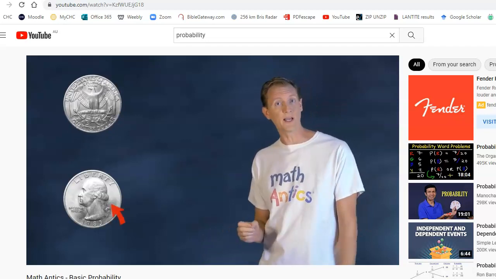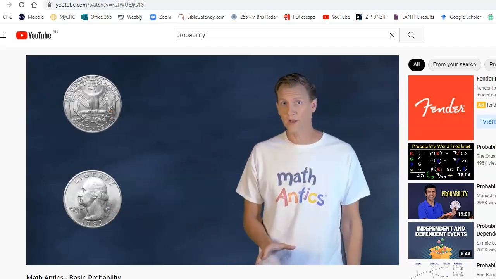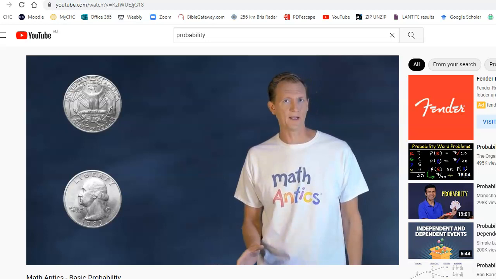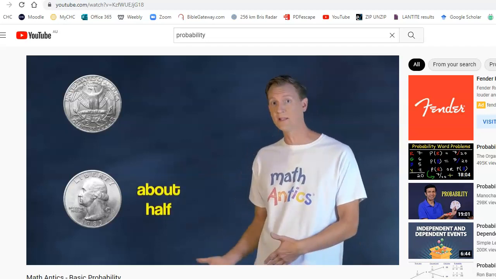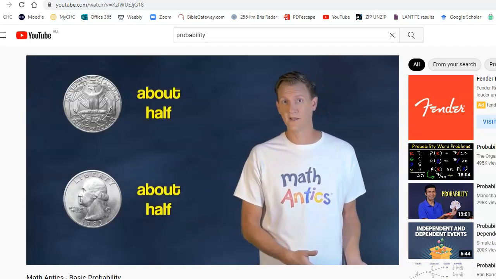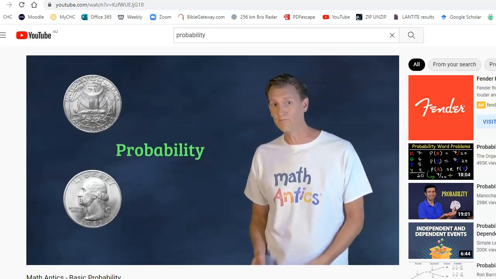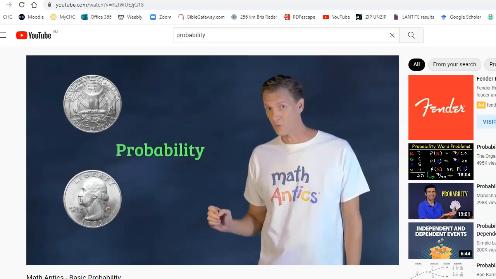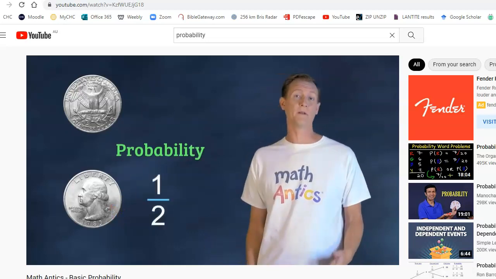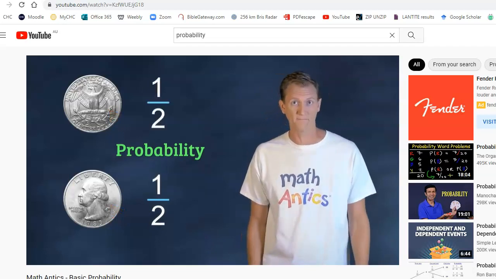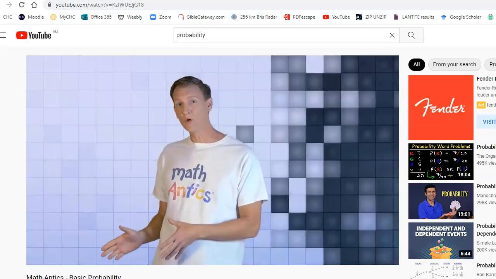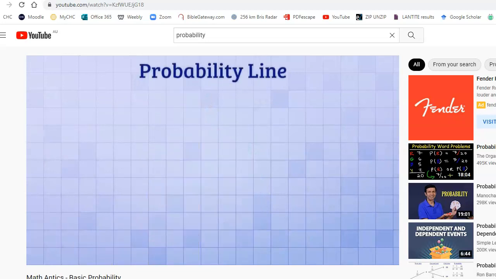Since each side is just as likely, and there's only 2 sides to a coin, if we flipped a coin a lot of times, we should expect that about half the flips will be heads and about half the flips will be tails. That means that the probability of flipping heads is the fraction 1/2, and the probability of flipping tails is also 1/2.